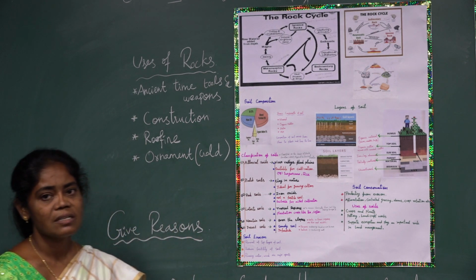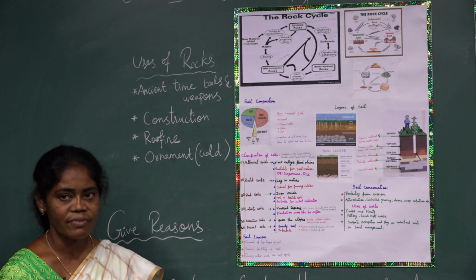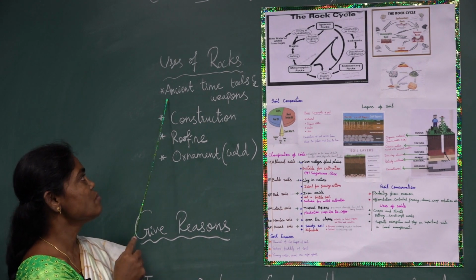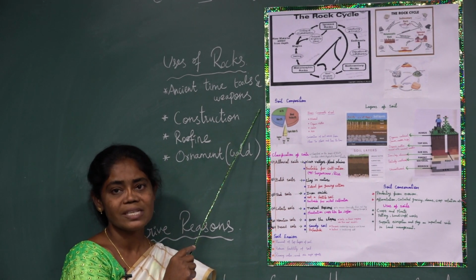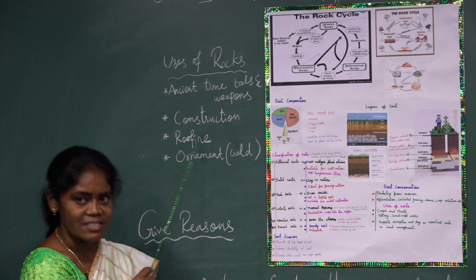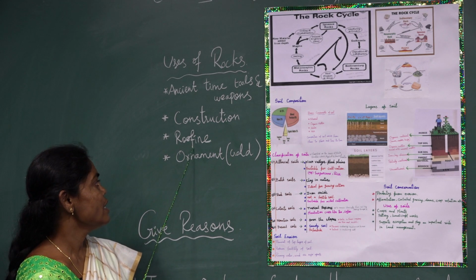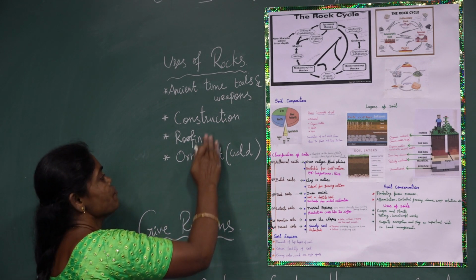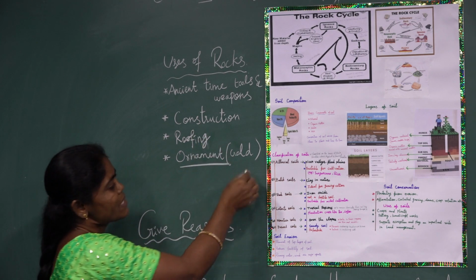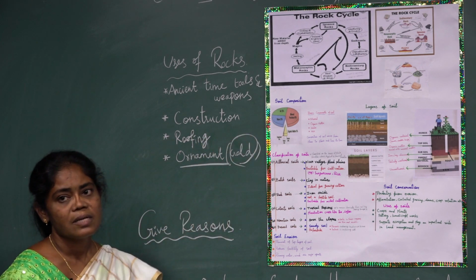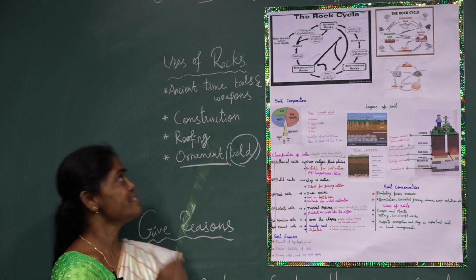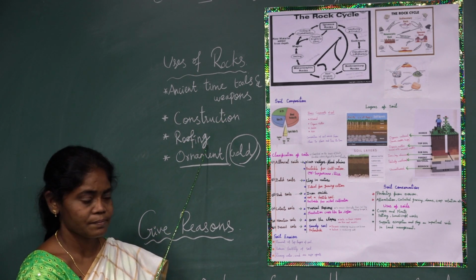We know very well, our earth is made up of rock and it also contains many minerals. Now we will see some examples. In ancient times they used rock as tools and weapons. It is also used for construction, roof making, roofing, and ornaments, for example gold and precious stones like diamond, etc. So these are the uses of rocks.